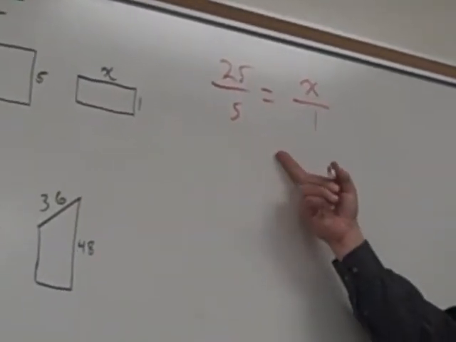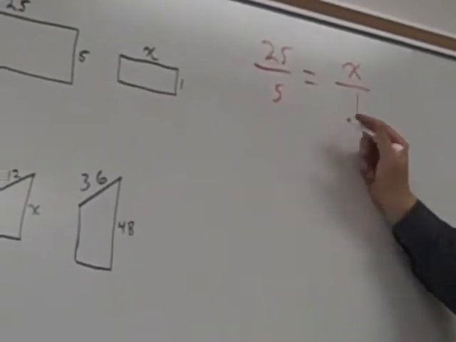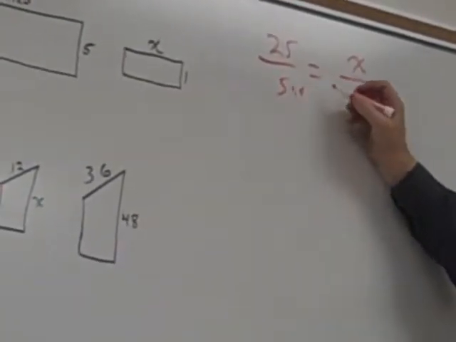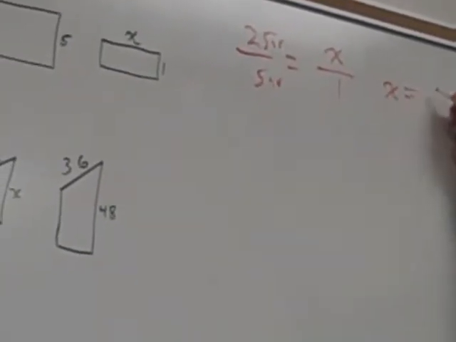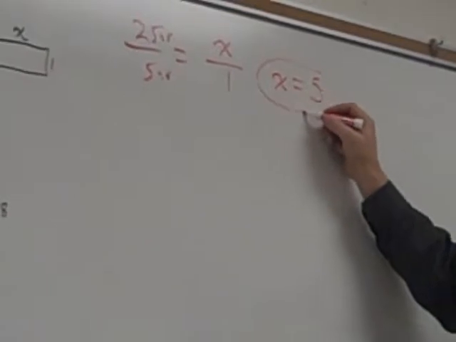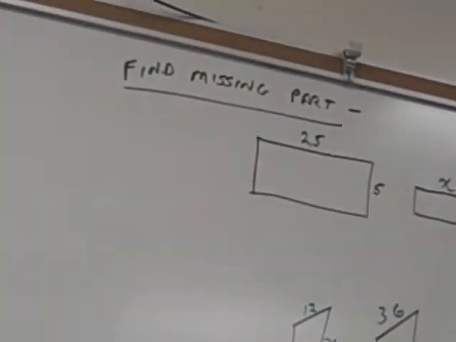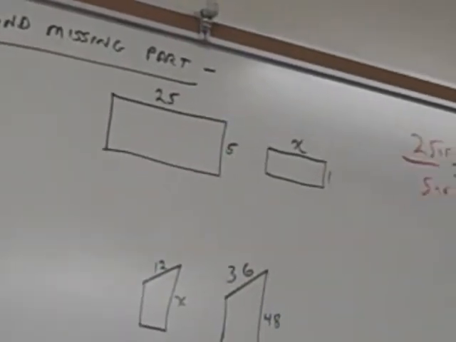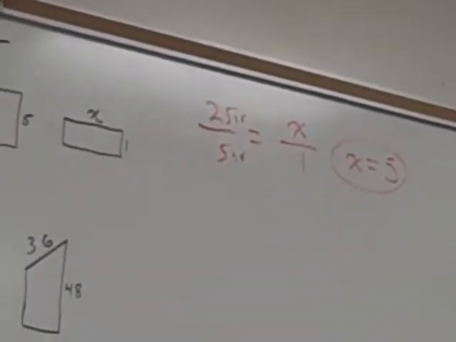Can this one PhD? Yes. How did 5 turn into 1? Divide by 5. Divide by 5, what do you get? The missing part is 5. Remember, what we're doing is finding the missing part. The missing part is the letter x, the variable. 5 is the missing part. Can I cross multiply and work this one? Yes.